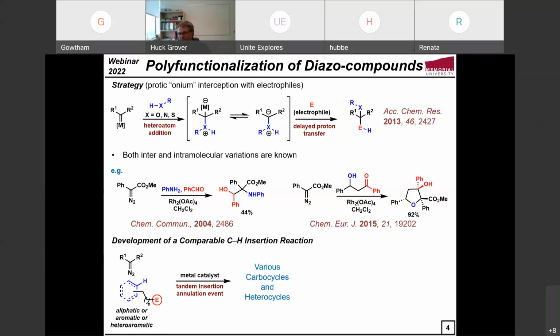When we entered this field of research, there were a few people starting to explore it, and they had relied on methods of controlling site selectivity through directing group strategies.